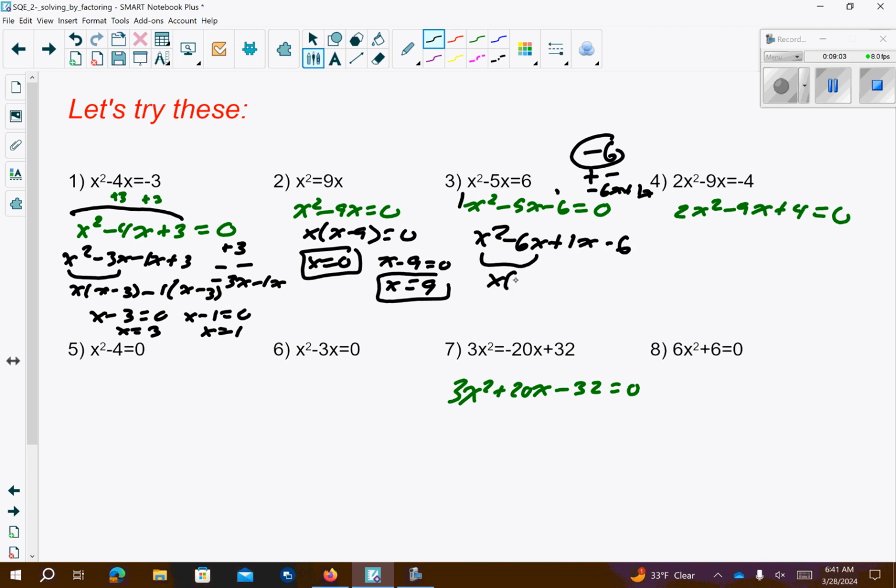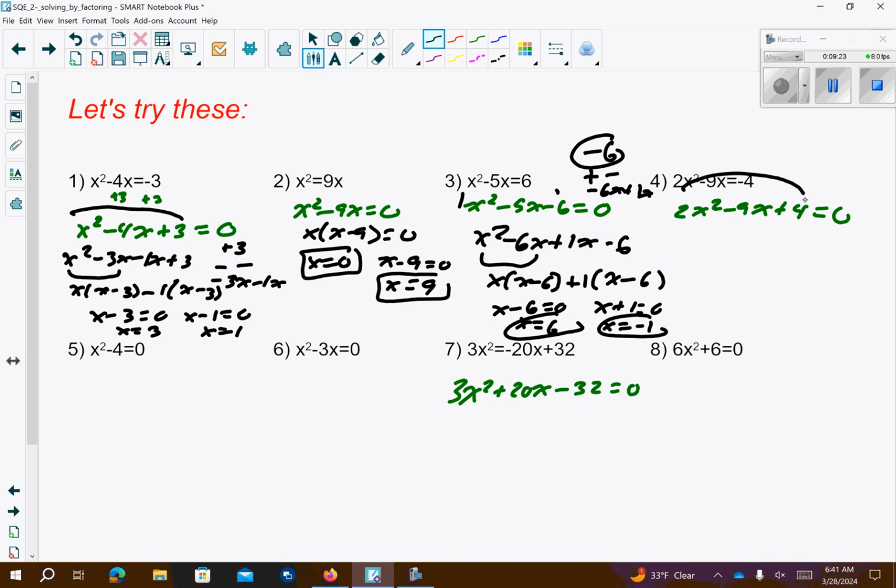Let's factor an x out. Bring down that middle sign, factor a 1 out. The signs all stay the same. So I'm going to get x minus 6 equals 0, so add 6 to both sides. x plus 1 equals 0, so subtract 1 from both sides. Looks like that.